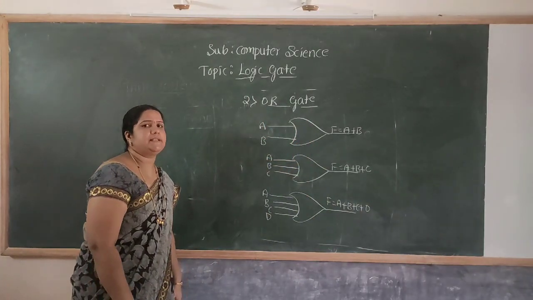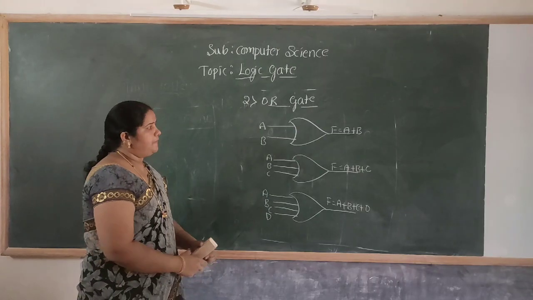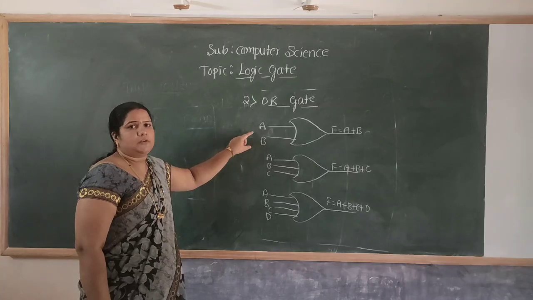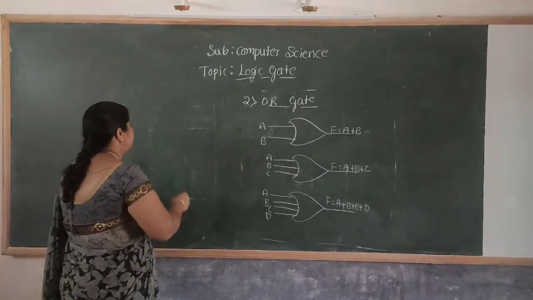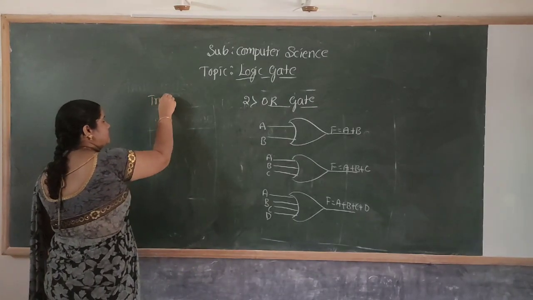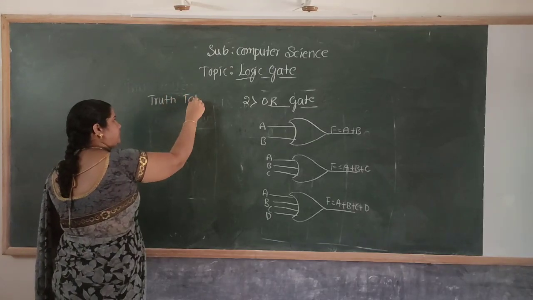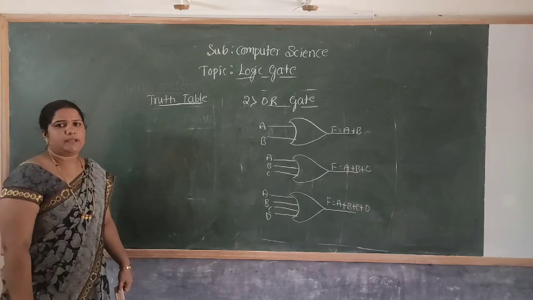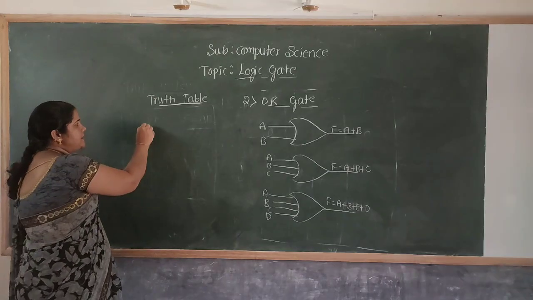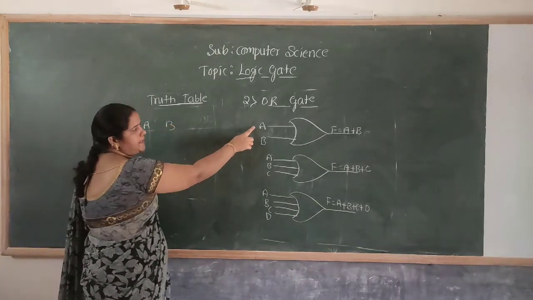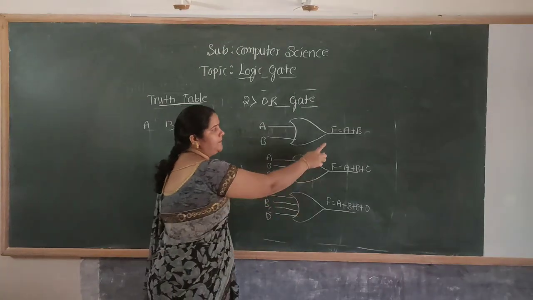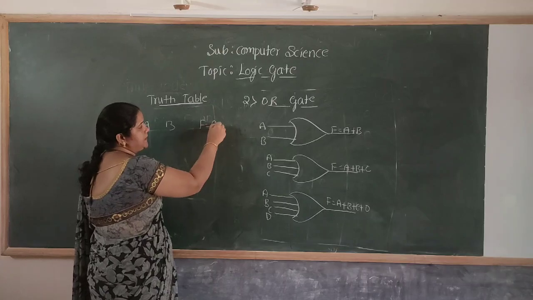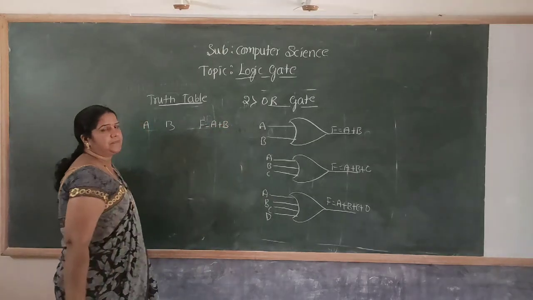Again, it can be represented as a truth table. For example, first we have to take 2 inputs. The truth table using 2 inputs can be represented as A and B are the 2 inputs. Output will be F equals A plus B.